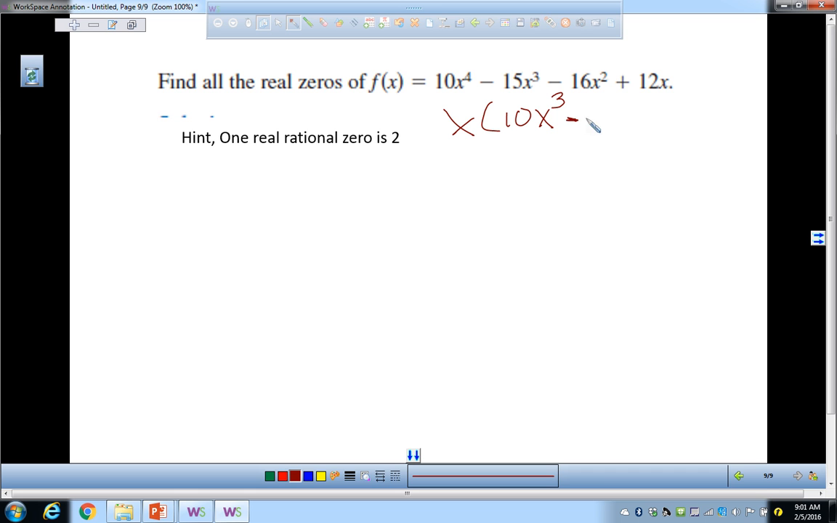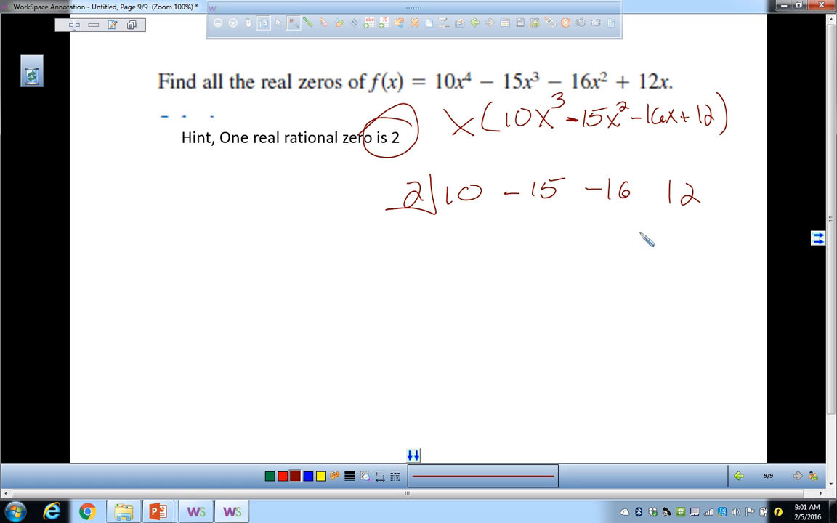Okay, minus 15x squared minus 16x plus 12, right? And then you have to try to factor this, but I tell you this would be like a test. 1 zero is 2, okay? So I'm going to put the 2 out here in the box, and I'm going to use synthetic division on this part. 10 minus 15 minus 16, 12, right?